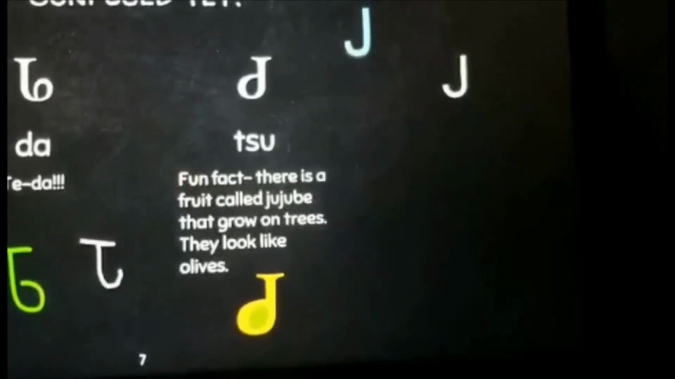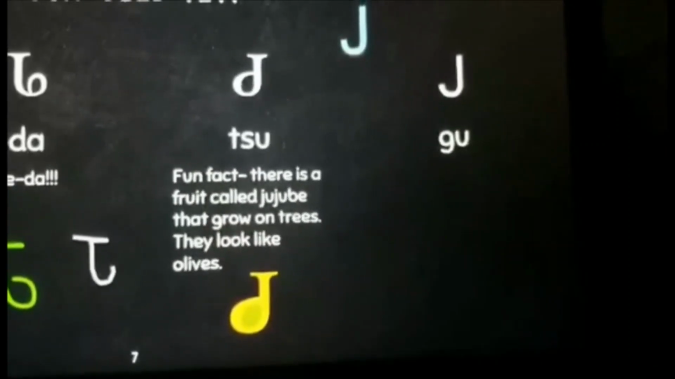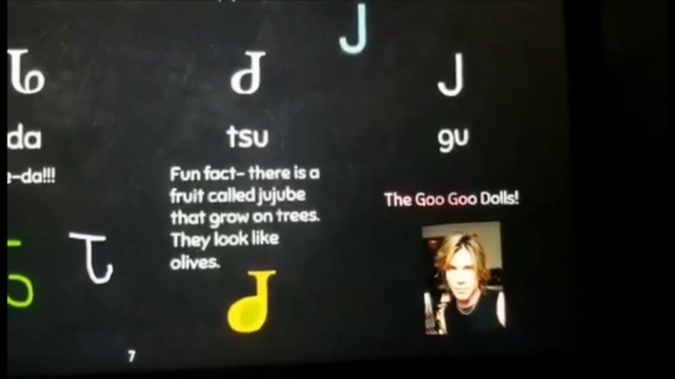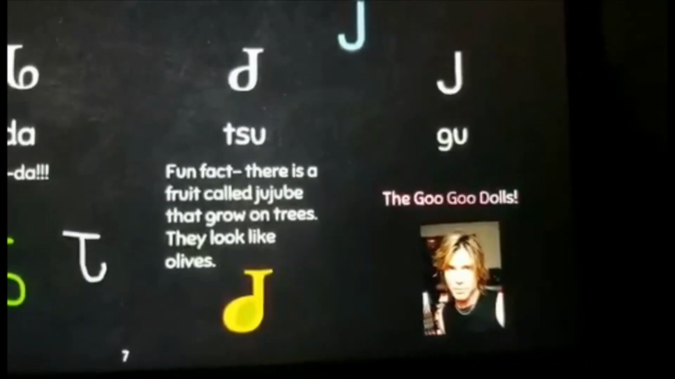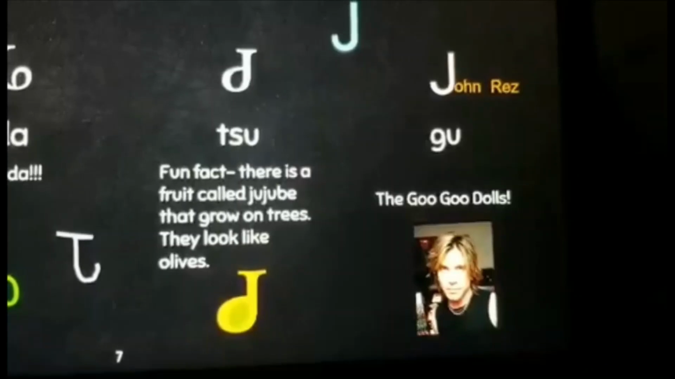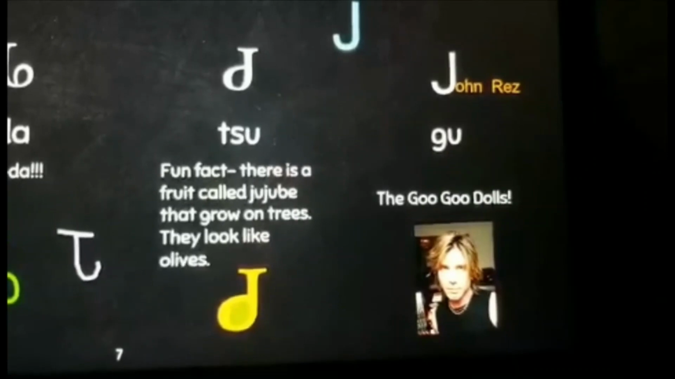The next one looks like the letter J, but it's pronounced Gu. I remembered it because of the late 90s, early 2000s. That's kind of when I was learning the syllabary. I remembered the Goo Goo Dolls. Their lead singer, his name is John Resnick, I believe, but he also goes by John Rez. I think it's pretty fitting. So John Rez is the singer of the Goo Goo Dolls. You can kind of see that connection there.